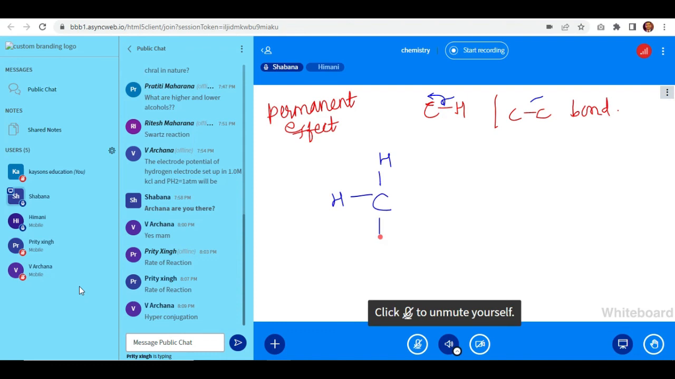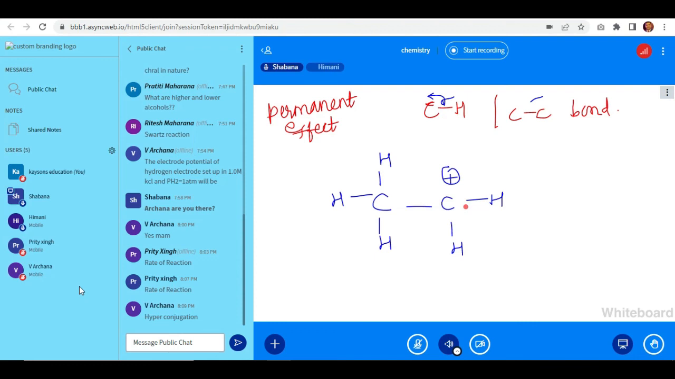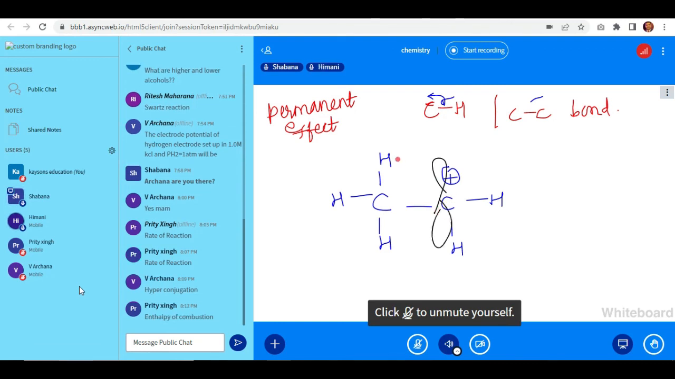Okay, suppose this is the group which is present, like H and H. So this is electron deficient, like it is a carbocation. Now what happens? This H plus can move here, or else this H plus. So this is the p orbital, right? So this H plus can be transferred here. This particular permanent effect is called hyperconjugation. Clear?